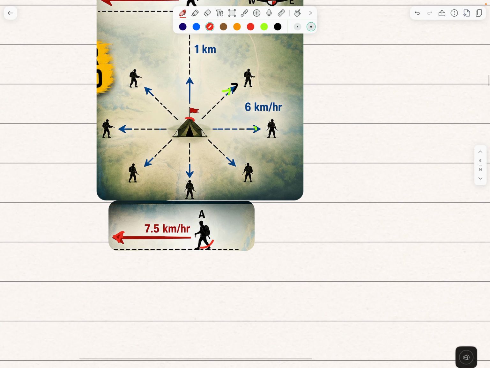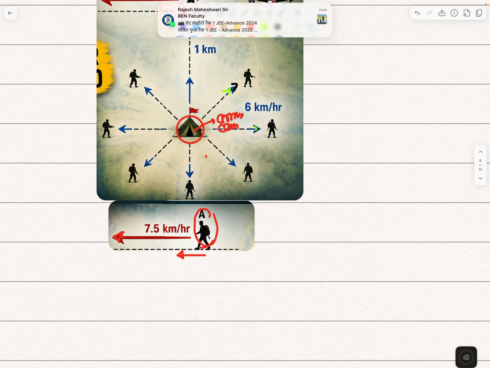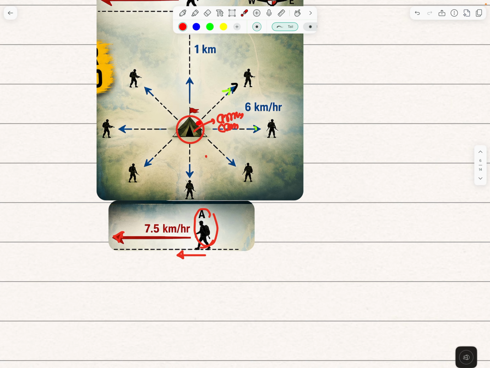So this is my army camp. And this is a terrorist. At t equals to 0, they are saying exactly south, so I made it in a downward direction. ठीक है? And this terrorist is moving towards the west with 7.5 km per hour. Now, army is moving with 6 km per hour in all possible directions, because they don't know exactly where the terrorist is, and that's why they are moving in all possible directions.